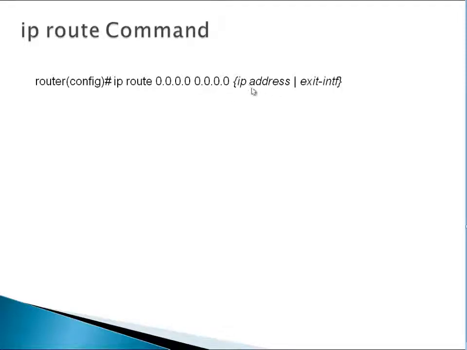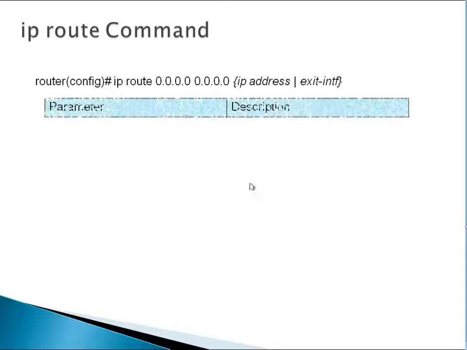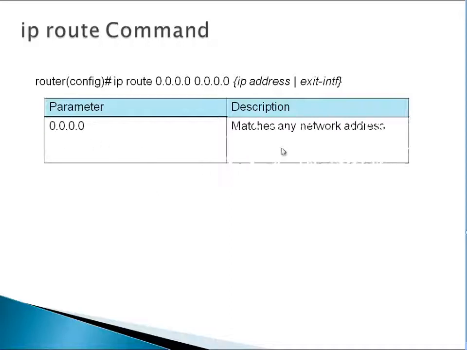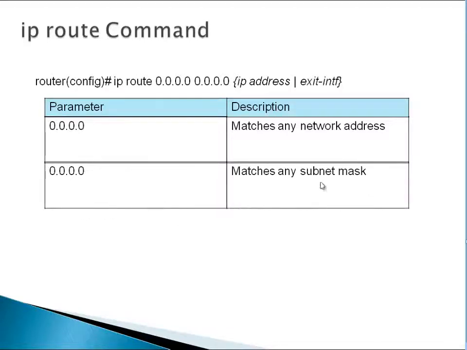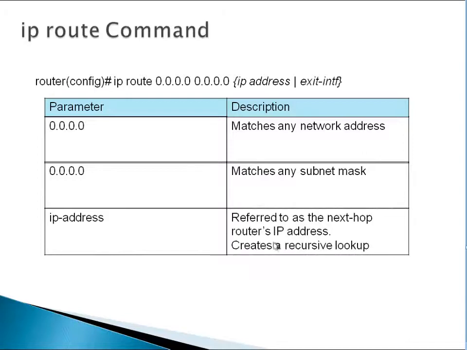And again, I have two choices. I can put my neighbor's IP address, or I can put my exit interface. So here, the first zeros match any network address. These are the first 4 zeros. The second 4 zeros will match any subnet mask. And then again, my choice is the IP address, referred to as the next hop router's IP address, which means it's a neighbor's IP address.